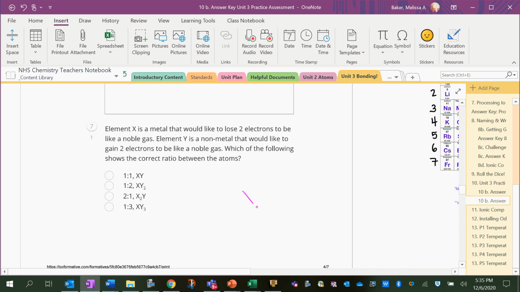Element X is a metal that would like to lose 2 electrons to be like a noble gas. Element Y is a nonmetal that would like to gain 2 electrons to be like a noble gas. Which of the following shows the correct ratio between the atoms? It would be 1 to 1 because their charges cancel out. So they're a perfect soulmate match.